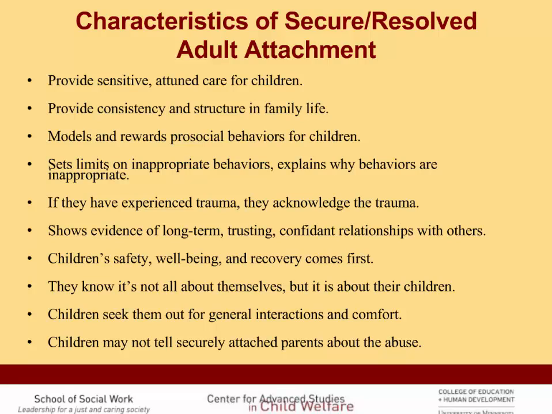Children's safety, well-being, and recovery come first. They know that it's not all about them, but it's about their children. Children often seek them out for general interactions and comfort. Children may be too frightened to tell their parents about the abuse, even when the attachment is secure. It is important to note that even if children don't tell their parents, it's not a sure sign of insecure attachment, but is a sign of fear. On the other hand, children are more likely to tell their parents when they have secure attachments, if fears about telling do not keep them quiet.